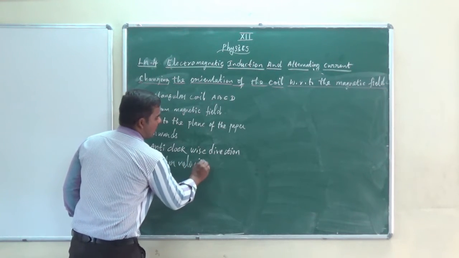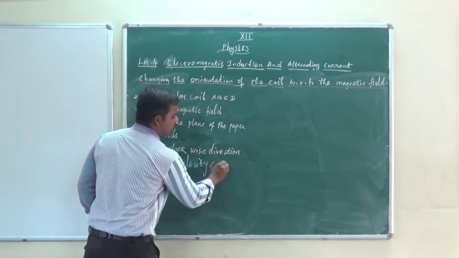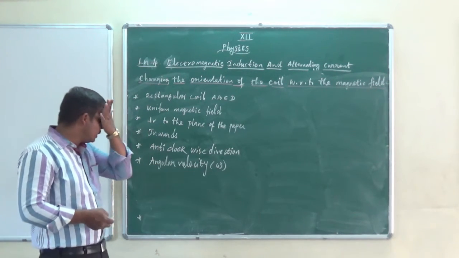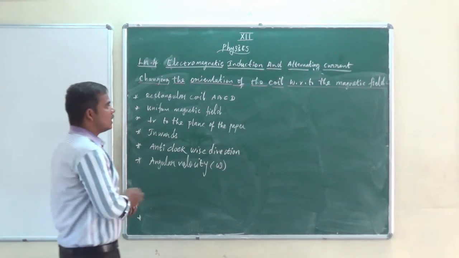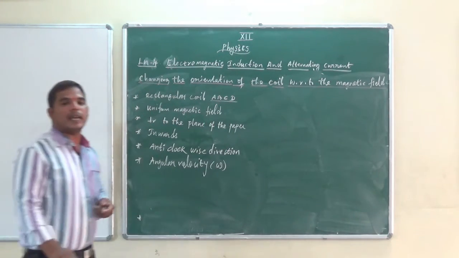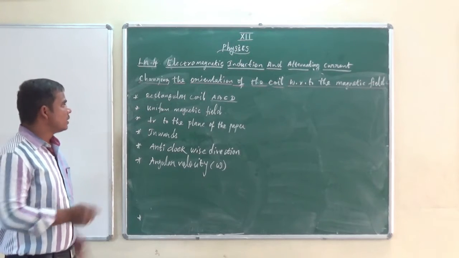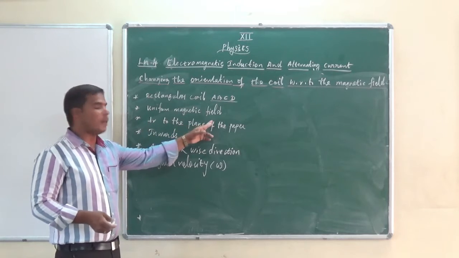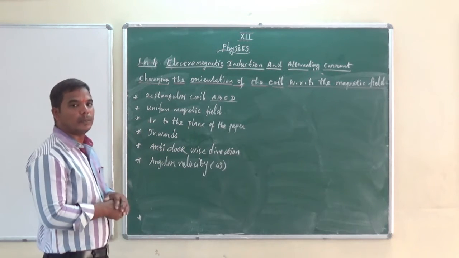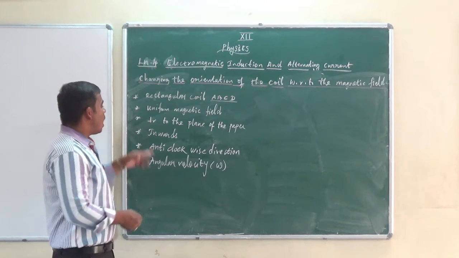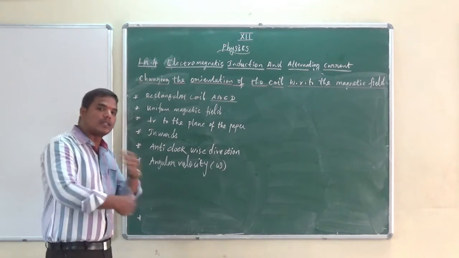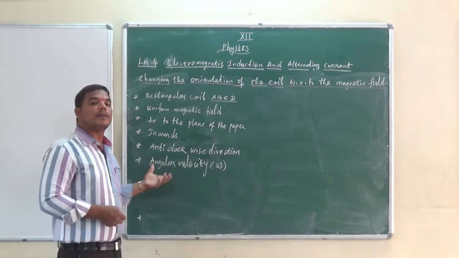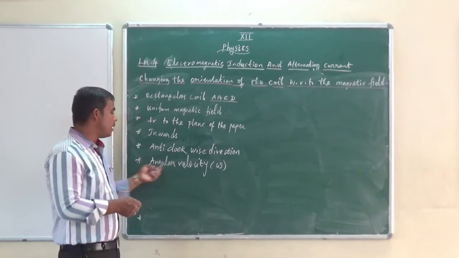I'll show the diagram. Angular velocity is represented by the symbol omega. So what will I take? A rectangular coil, ABCD. We keep that rectangular coil in the uniform magnetic field. The magnetic field acts perpendicular to the plane of the paper, inwards. The coil starts to rotate in the anti-clockwise direction with angular velocity, represented here by omega.